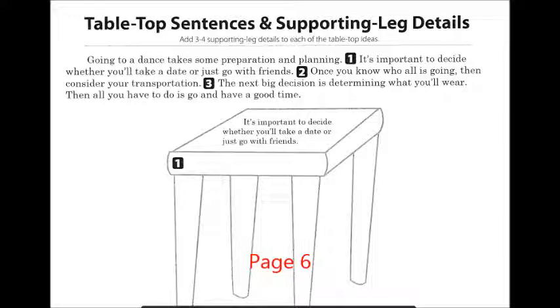So you'll also talk about, once you know who all is going, then consider your transportation. That's on the back of this page. And then the next big decision is determining what you'll wear. That is also on the back of this page. So for the second one, you might decide how you go to the dance. And for the third one, you might be talking about, oh, well, if it's a formal dance, maybe you'll wear a tie or something like that.